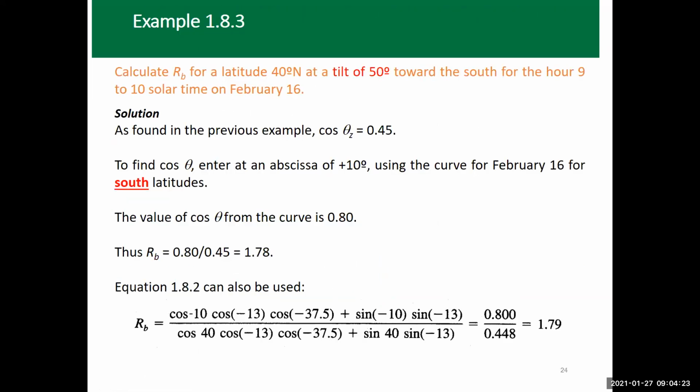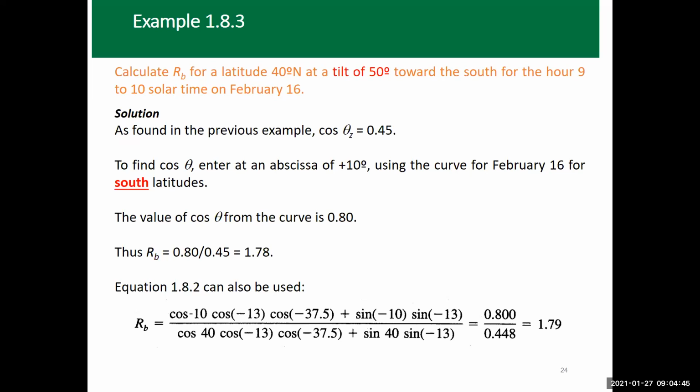Another example, which is given here: calculate RB for a latitude of 40 at a tilt angle of 50. Now the tilt angle is higher than the latitude. It is facing south also, for the hour 9 to 10. So hour 9 to 10, that's the same figure, figure C, that we have.